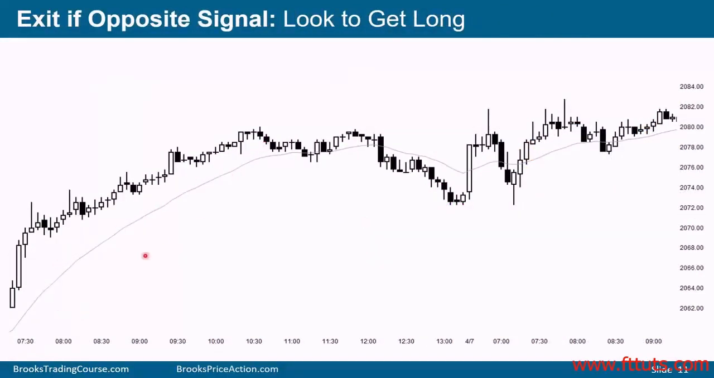Very strong bull trend. A higher high major trend reversal. We broke above the bull trend and we went up, bad follow through, and we're reversing down. We have a bear bar. It's a reasonable short looking for a swing down.